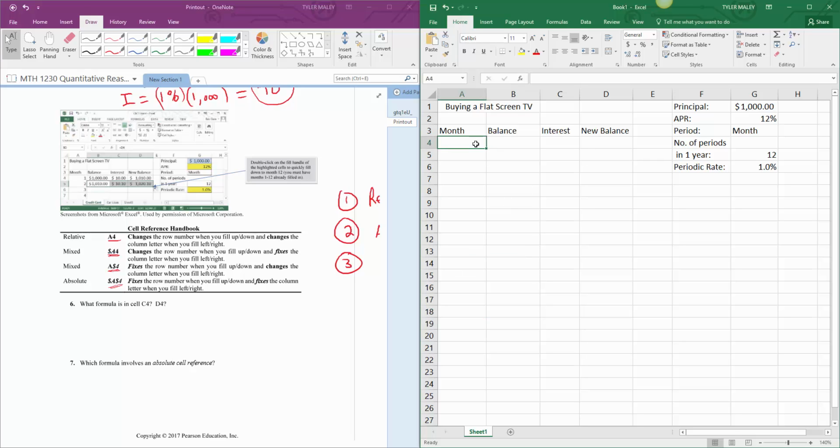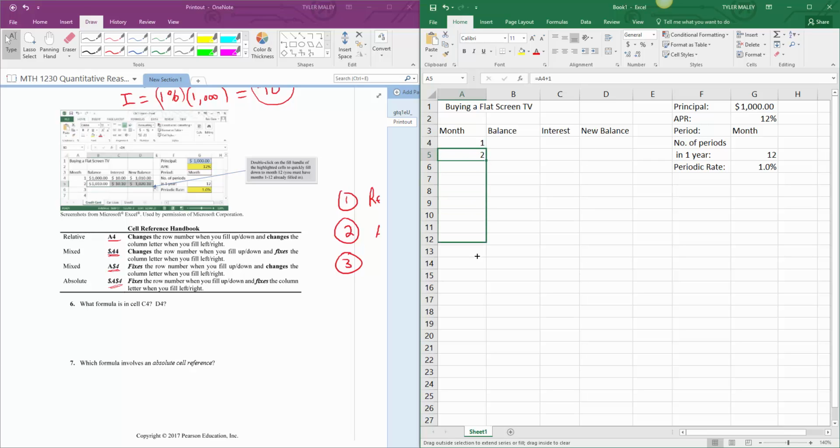Now we need to fill in the rest of this column. Question 6 says, what formulas in cell C4 and D4? We don't know what these are, but we will fill those in. First, let's fill in the months. I want to start with month 1 and go all the way to month 12, but I don't have to enter 1, 2, 3, and so forth. I can use a cell reference. I can hit equals and do the cell above plus 1. This is relative cell addressing.